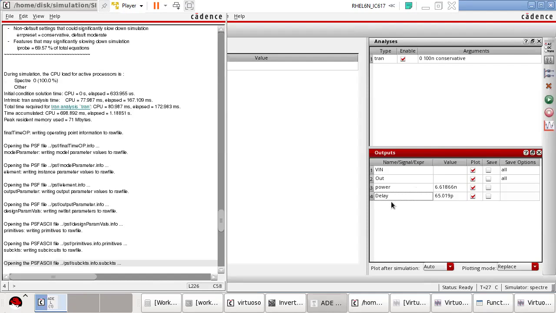The power dissipation is 6.61 and the delay is 65.019. In this case, it is very, very high dynamic power dissipation, and the delay is also higher than the previous cases. But the leakage will also reduce in this case, that is for sure. So we have implemented the stack technique, the sleep technique, and both stack and sleep, and we have seen their impact on the leakage power, on the dynamic power, and on the delay, right?